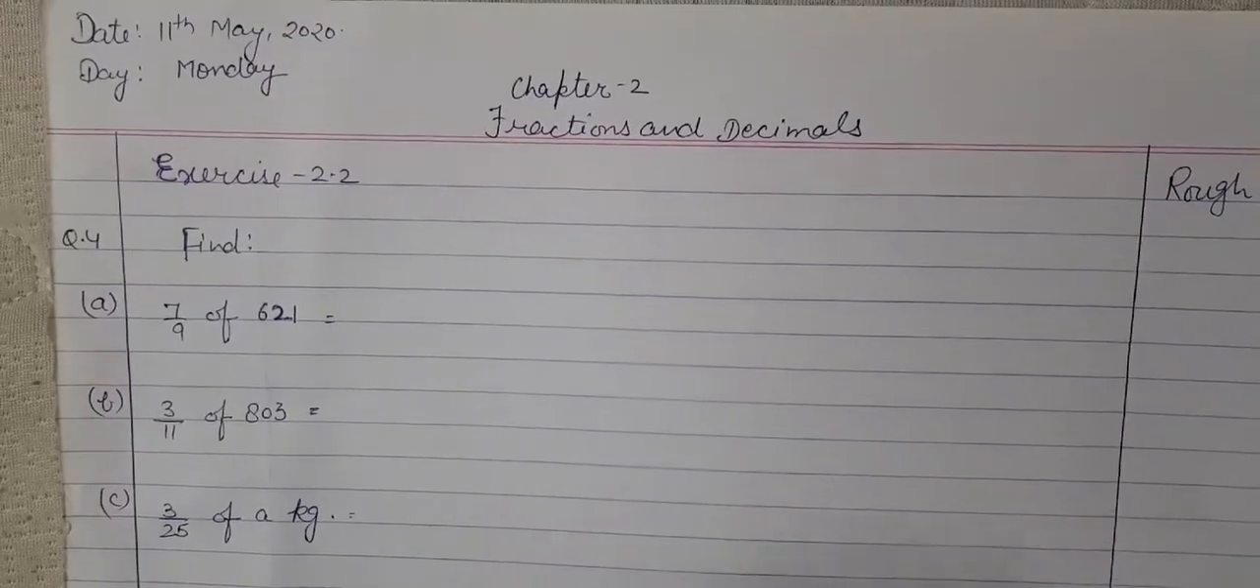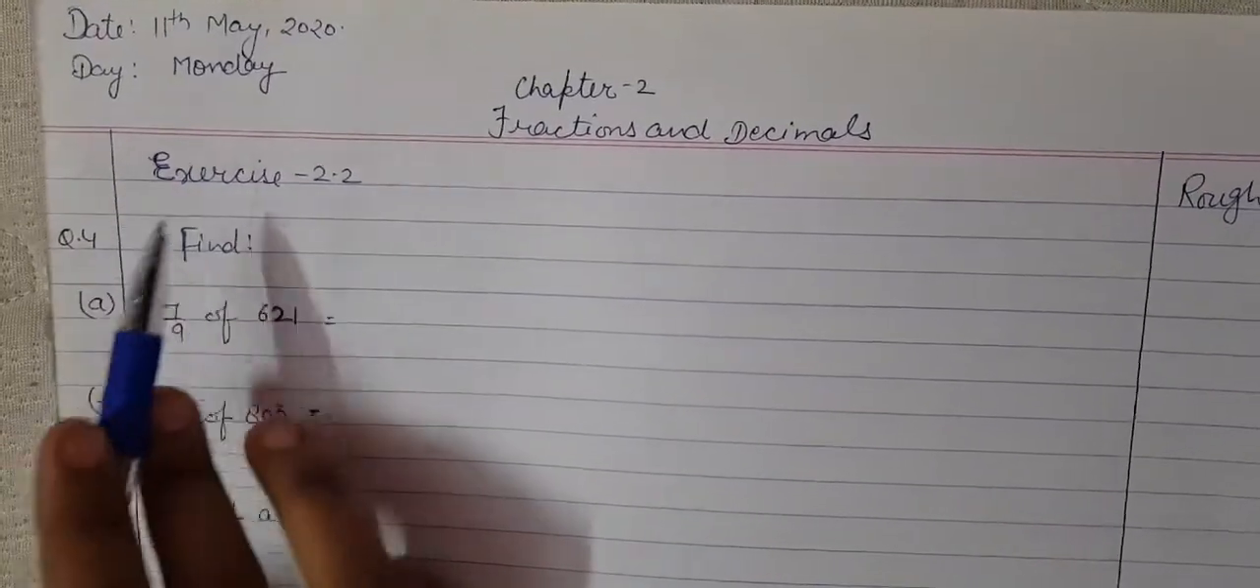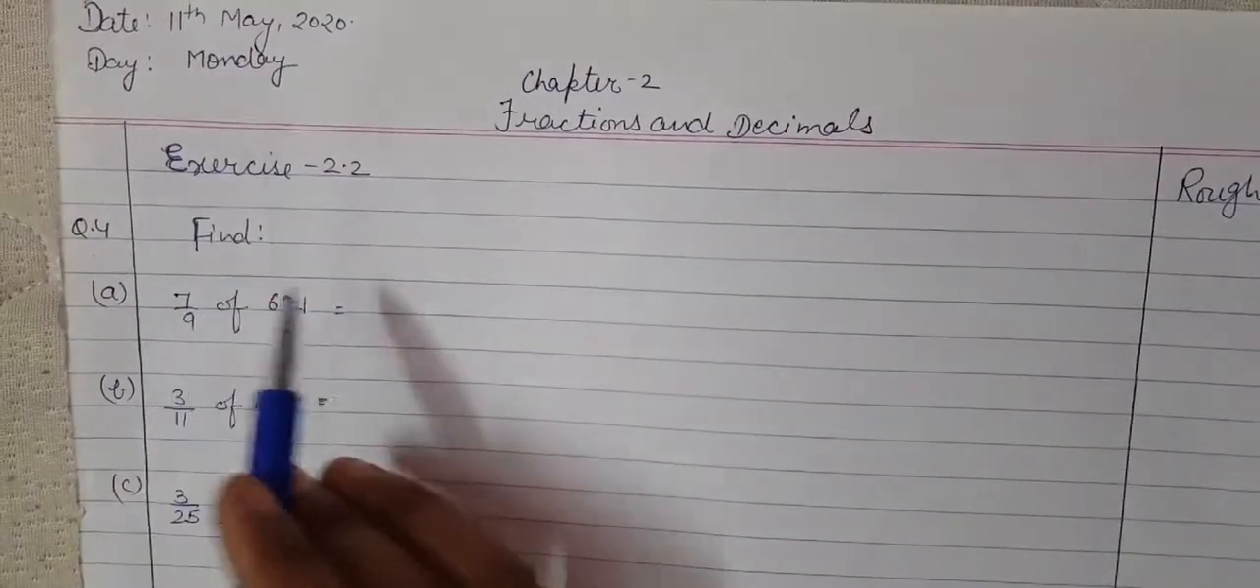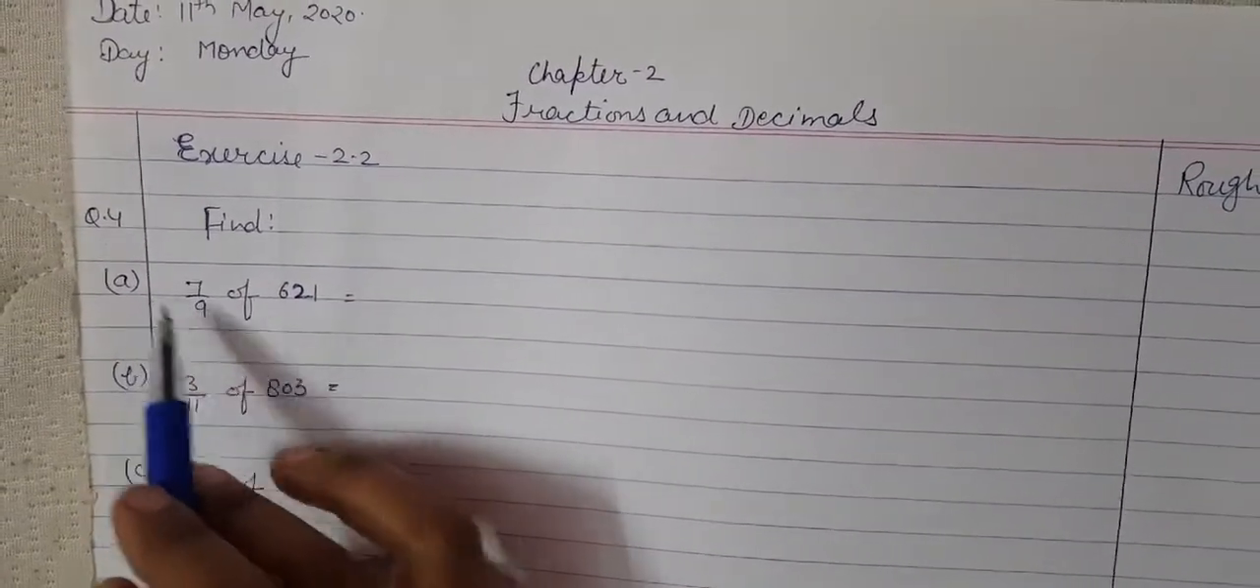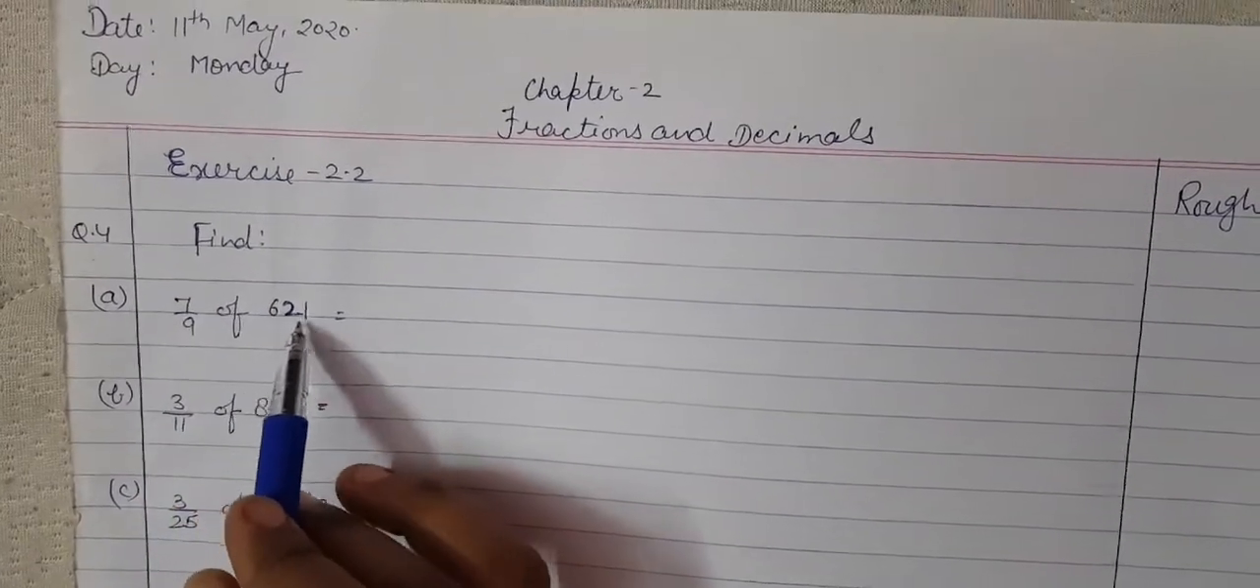In this order, we did question number 1 of exercise 2.2 on Saturday, and today we will start question 4 of exercise 2.2. In question 4 of exercise 2.2, you have to find the values of these. The A part is 7 upon 9 of 621.